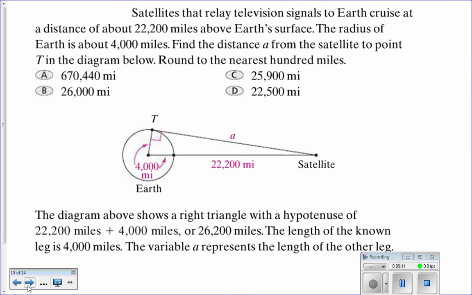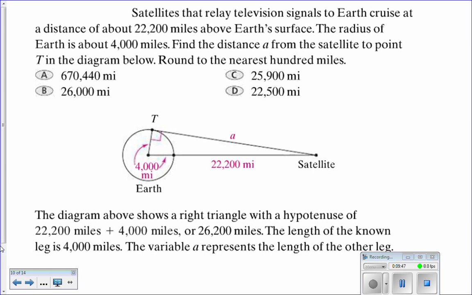So this relates back to what we learned about on the very first slide, and says that we can use this when we're looking at space. It says satellites that relay TV signals to Earth cruise at a distance of about 2,200 miles above Earth's surface. The radius of the Earth is about 4,000 miles. Find the distance from the satellite to point T in the diagram below. Round to the nearest 100 miles.